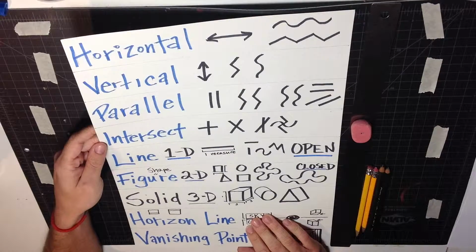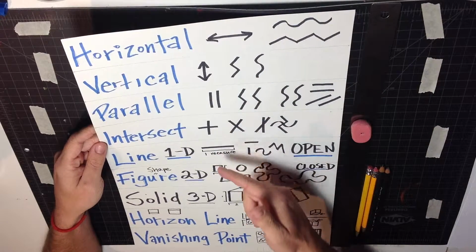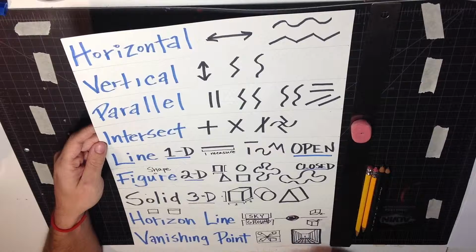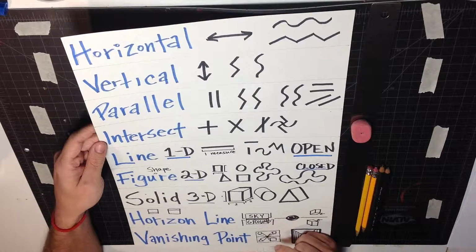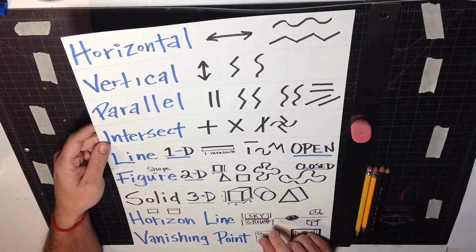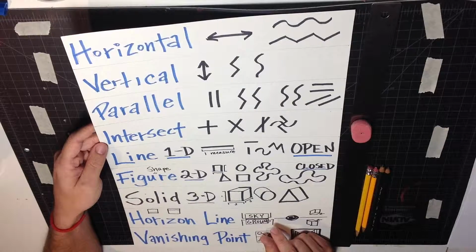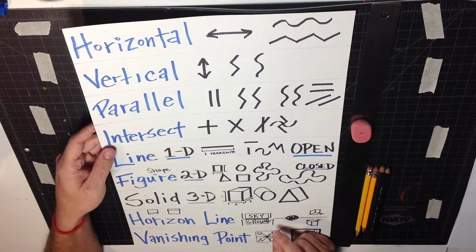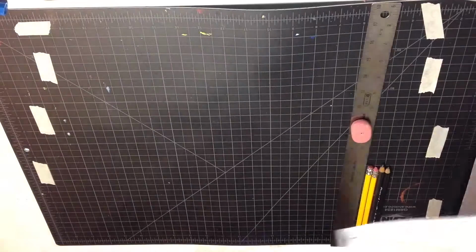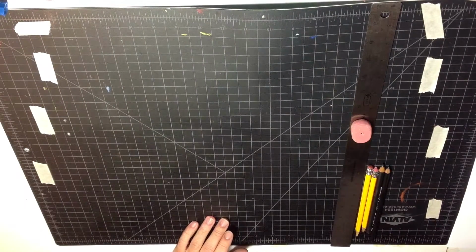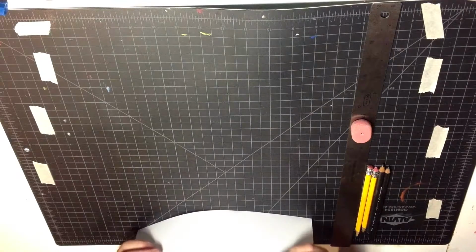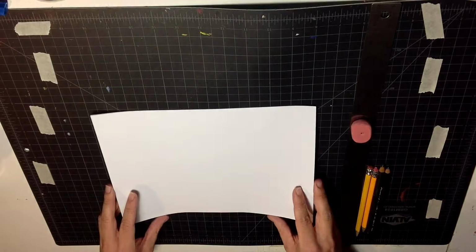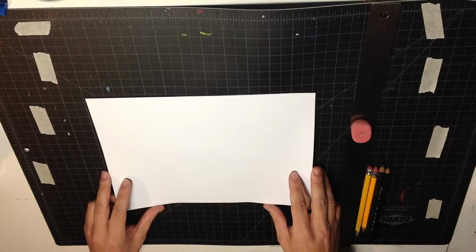In our last tutorial about perspective, we covered the many words or terminology that we're going to need to know in order to draw things three-dimensionally. So today we're going to take this knowledge, our knowledge about horizontal, vertical, parallel, intersect, line, figure, solid, horizon line, vanishing point. We're going to take our knowledge of those terms and we're going to apply it. What we're going to attempt to do today is to draw realistic 3D looking solids drawn in one-point perspective.